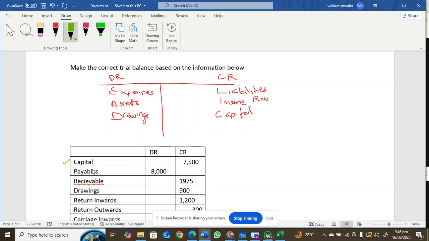Okay, the next one is payables. What type of account is payables? Is it an expense? Is it an asset? Is it a liability? Is it income or is it capital? Liability, yes. So according to this diagram here on top, liabilities, the balance has to be on the credit side, right? Yes. So this 8,000, we move it here.